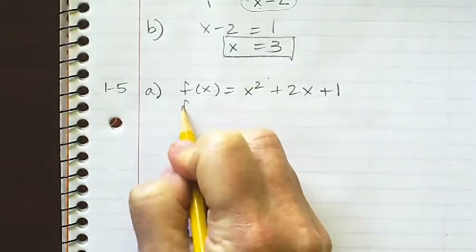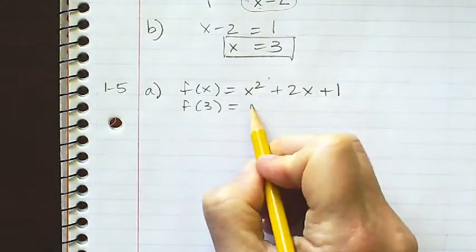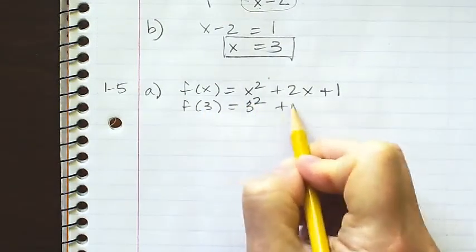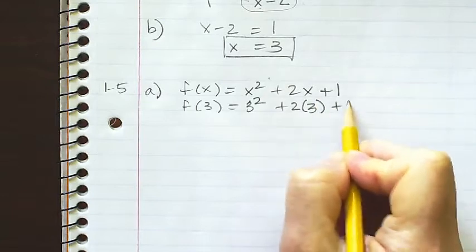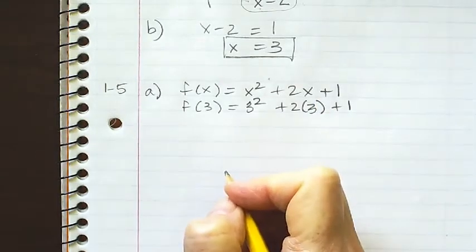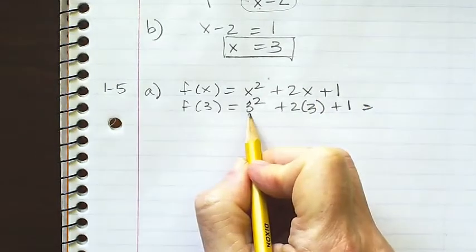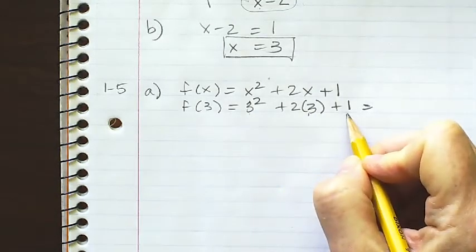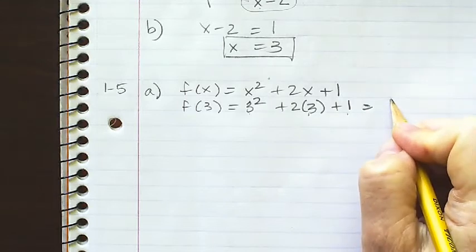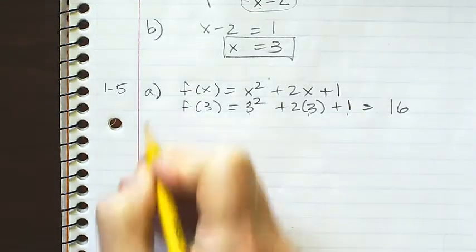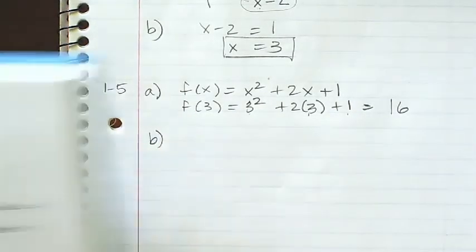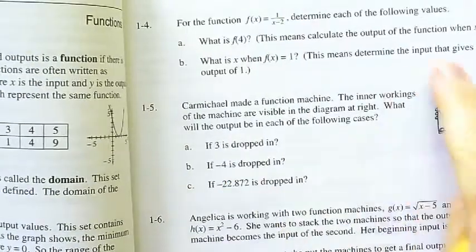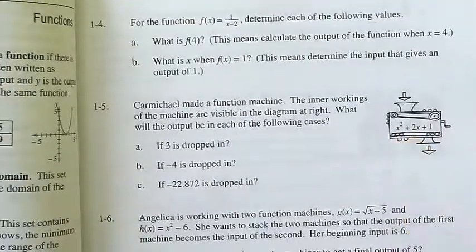So f of 3 would be 3 squared plus 2 times 3 plus 1. So that's going to give me 9 plus 6 plus 1. So 9 plus 6 is 15, and 15 plus 1 is 16. Okay, and then part B, what if we drop in a -4 into this function machine?